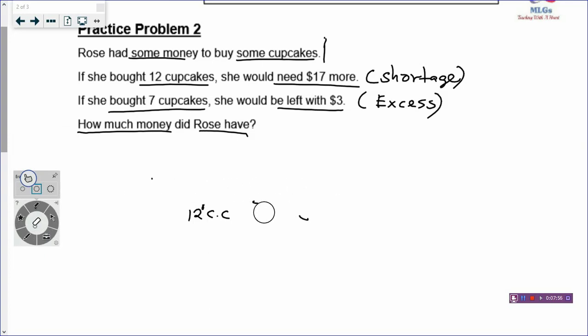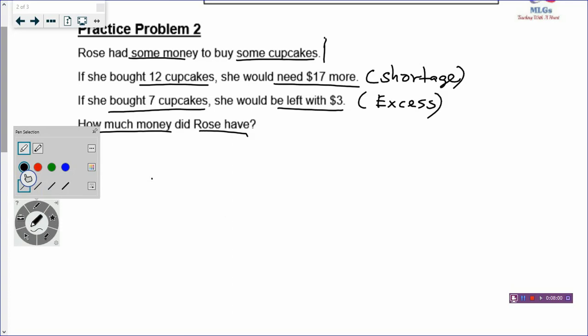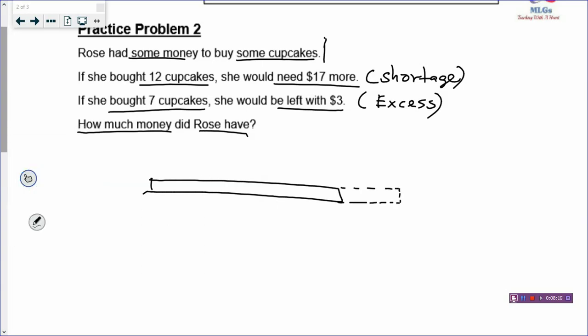Let's draw again. Okay, now if she bought 12 cupcakes, she will need $17 more. So which means that she doesn't have enough money. So this rectangle is her money and she doesn't have enough money. So you need to draw the shortage box. That is correct now. So you have to show the not enough. The money that she doesn't have, which is $17 more, that is the shortage. And with that $17 more, she can buy 12 cupcakes. Okay, now it looks correct.